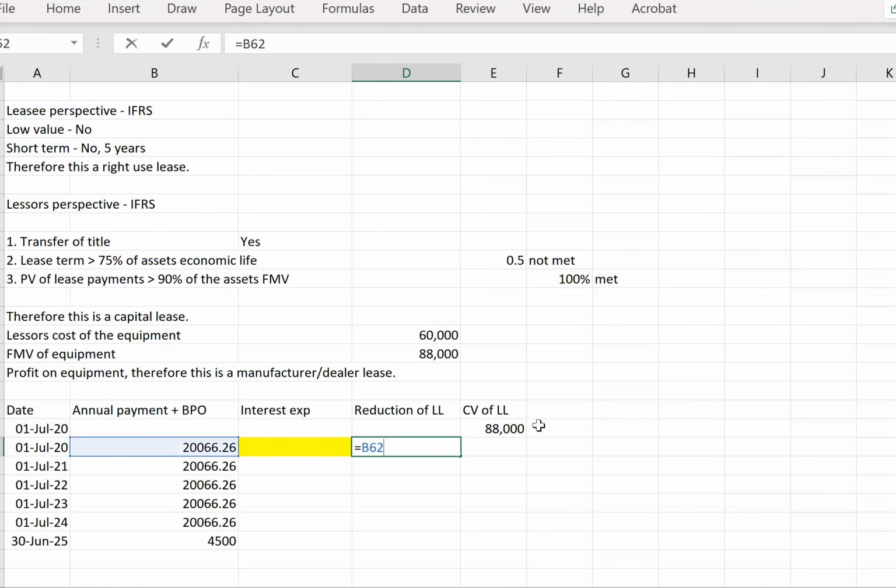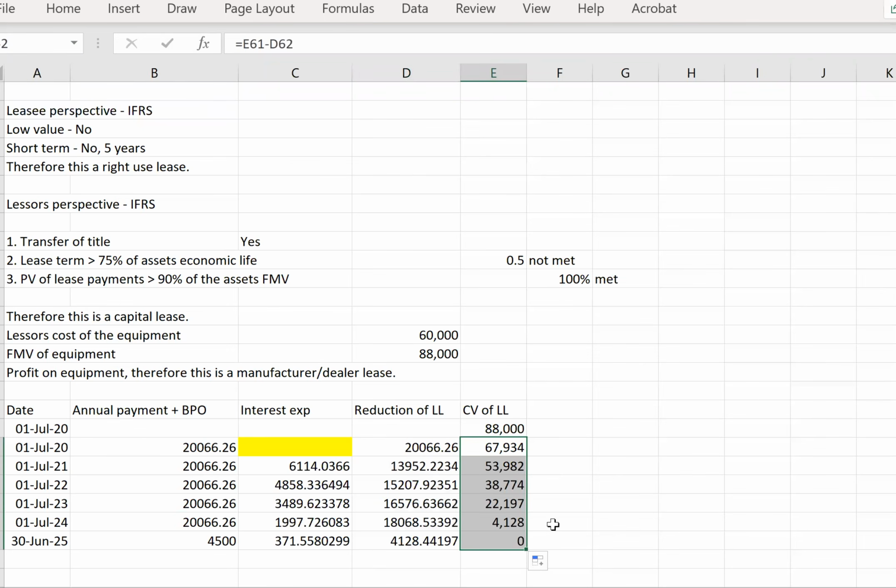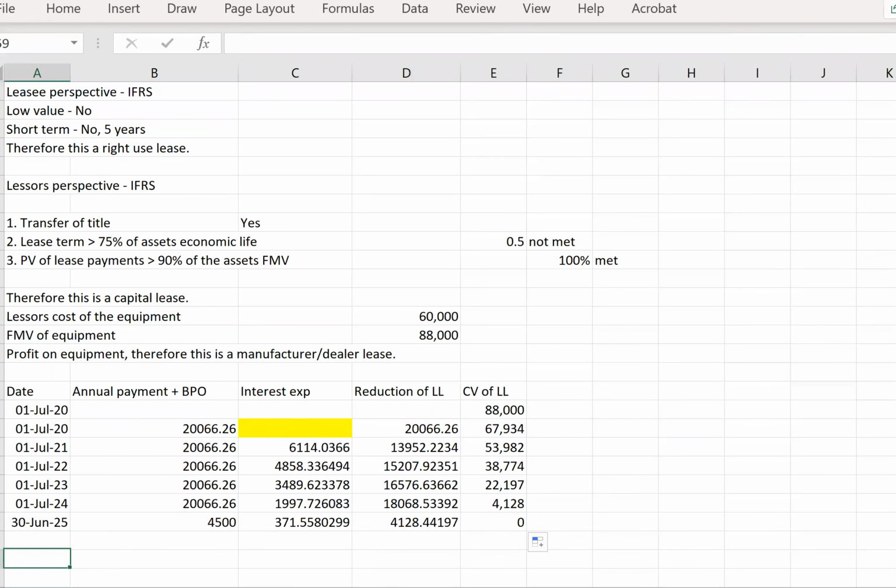So we're going to have this minus the interest expense. And then this carrying value is going to be reduced by the reduction of the lease liability. And here is going to be the carrying value times the interest rate, which is 9%. So now because we're in Excel, we can just drag these formulas down. Great. And we can see that it's working properly because the lease carrying value at the end of the lease is 0.